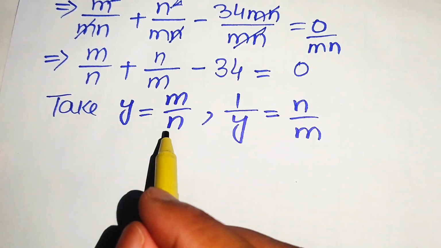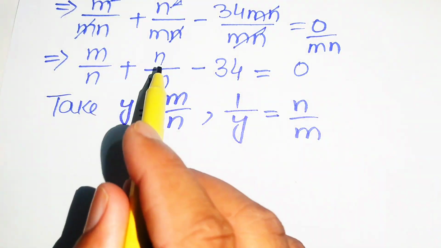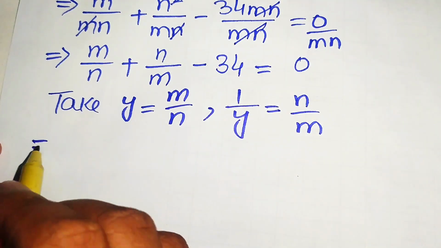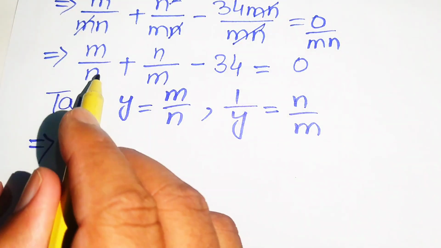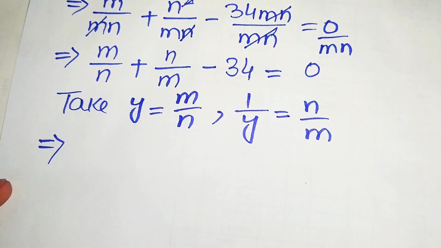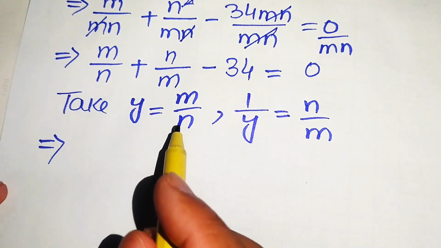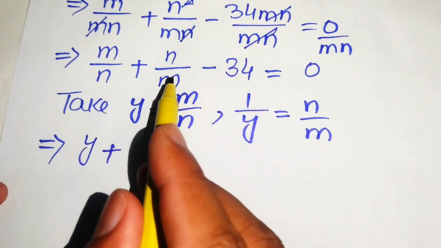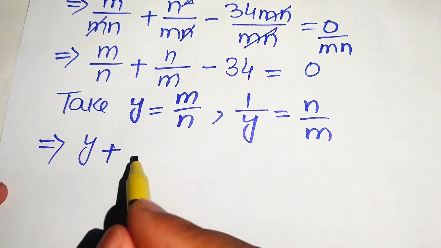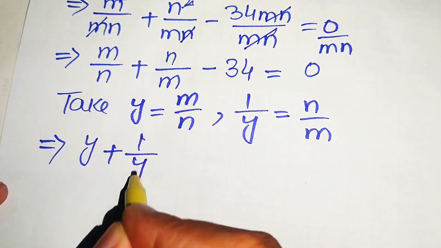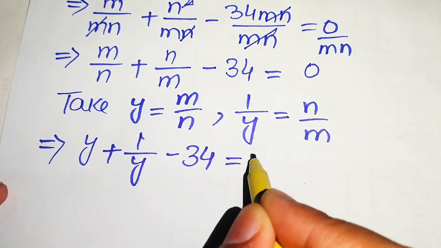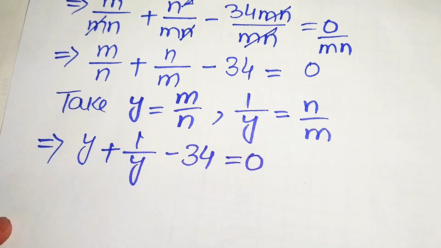Now we substitute m over n by y and n over m by 1 over y in this equation, so that our above equation will be written as, this is m over n. When we substitute the value of m over n as y, it will be written as y plus 1 over y, since n over m equals 1 over y, and this is minus 34, and this whole equals 0.